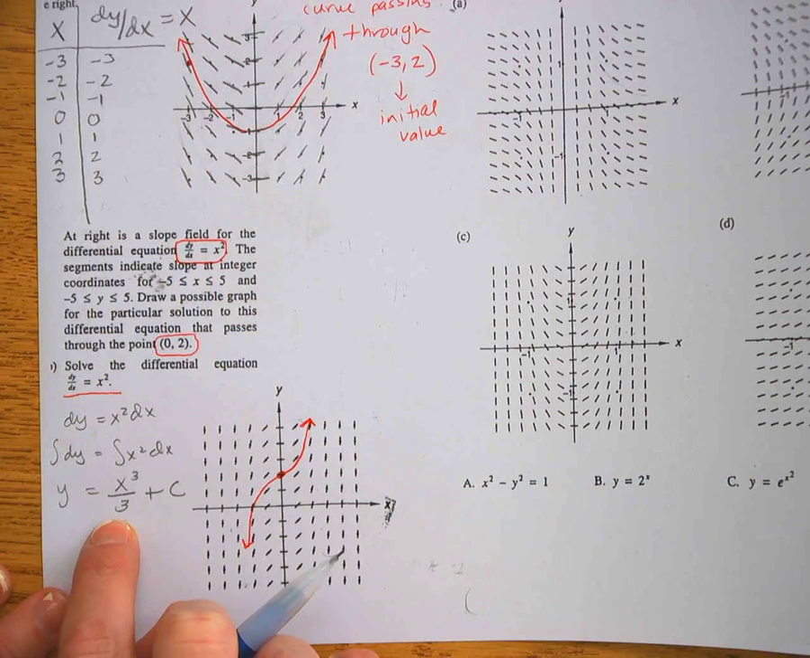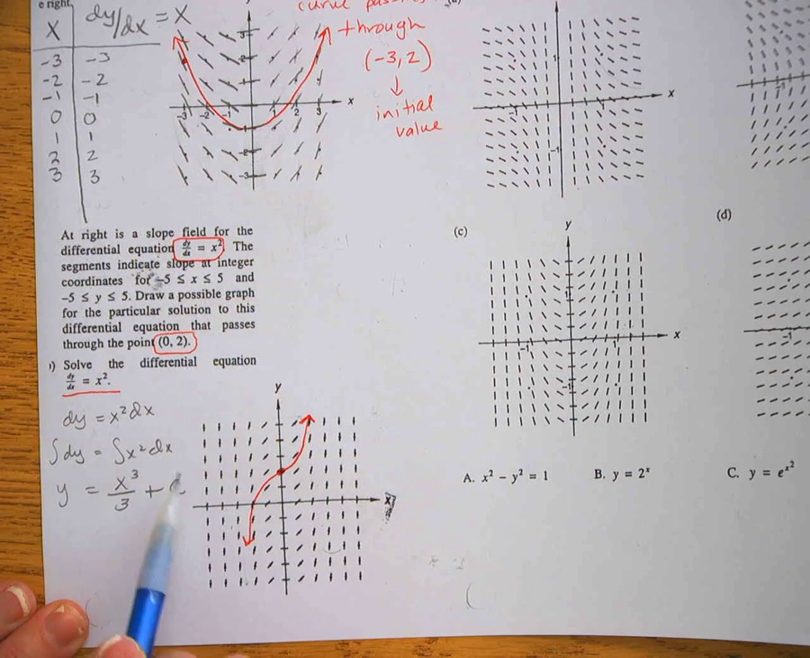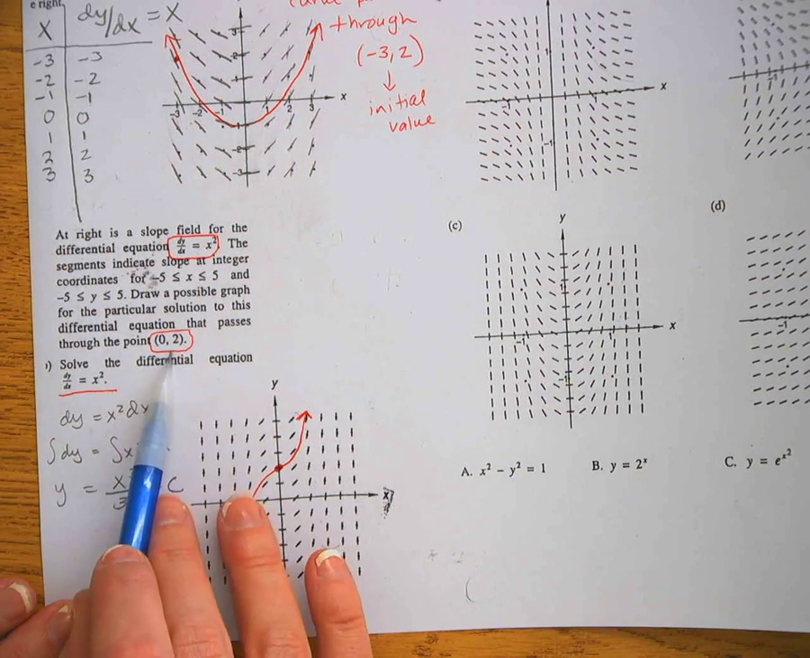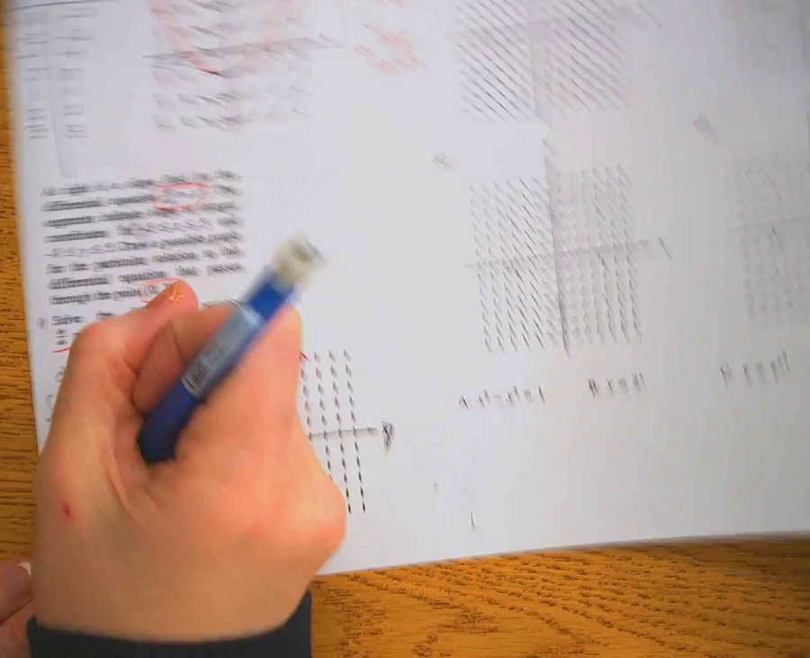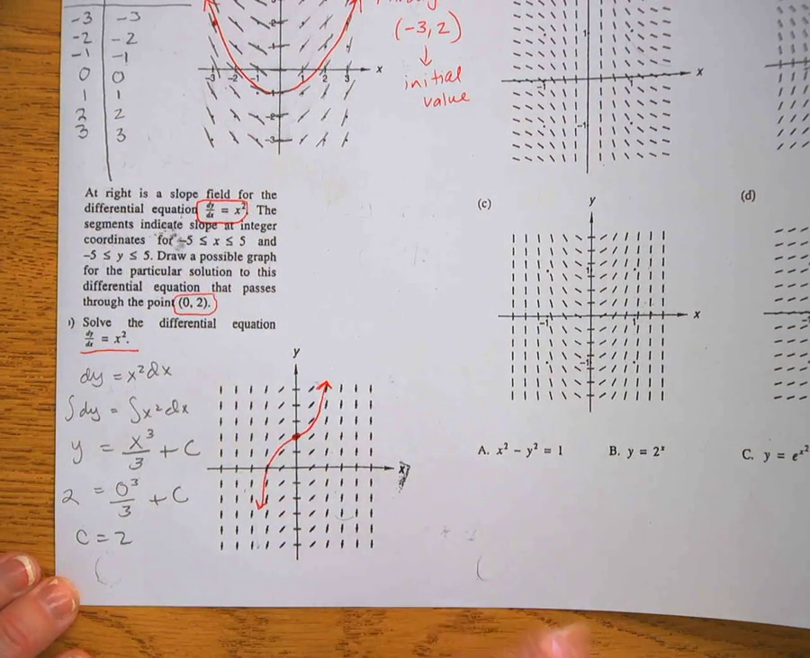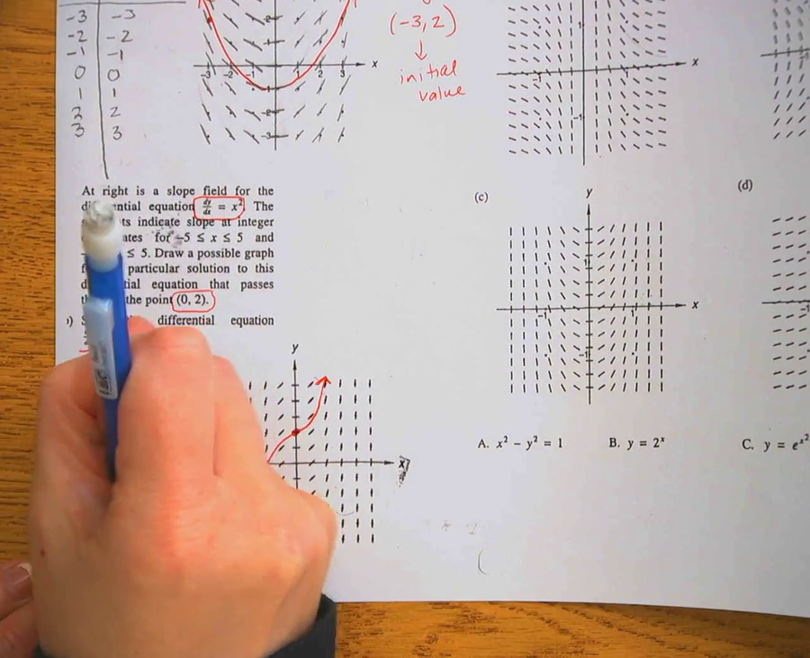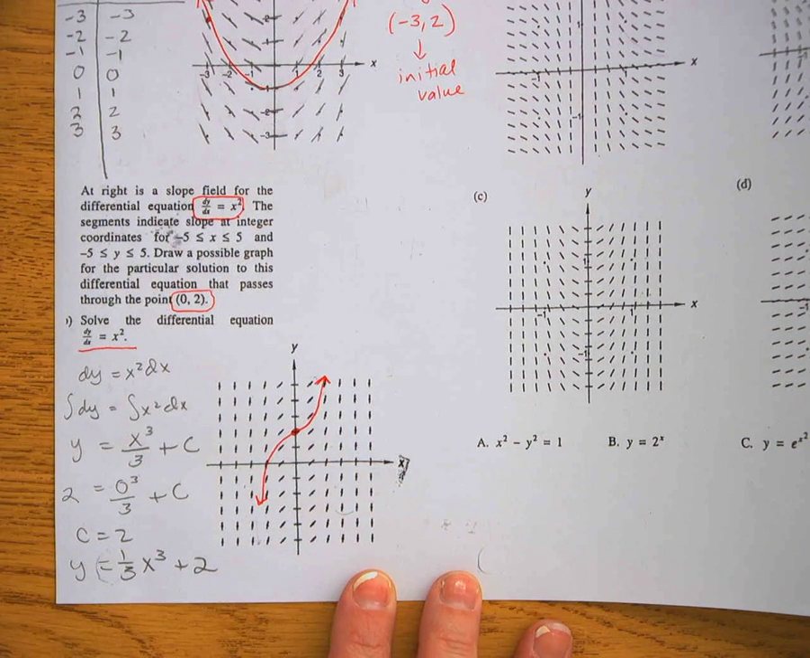And here I'm just using the antiderivative formula from part 1 of the video, which is x to the n, so this is n right here, n plus 1, dividing by n plus 1. Okay, so now I'm going to plug in my initial condition, which was 0, 2. So the y value is 2 and the x value is 0. So it turns out that c is 2. So the solution I get to this differential equation is y equals 1/3 x to the third plus 2.